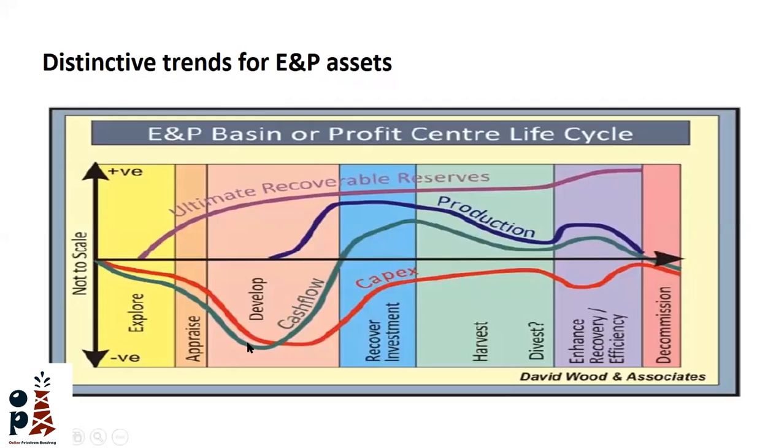Then when you develop and install your facilities, you have production, then you have revenue. That's why the cash flow curves up until it reaches zero, when you restore all the investment that you paid. Then you have an increase in production, and again you increase the cash flow into the positive side.